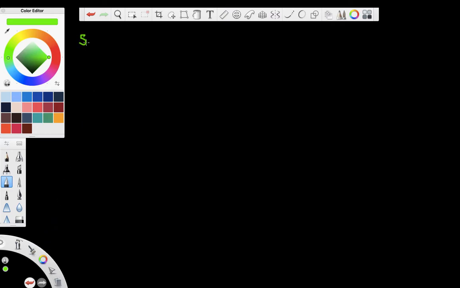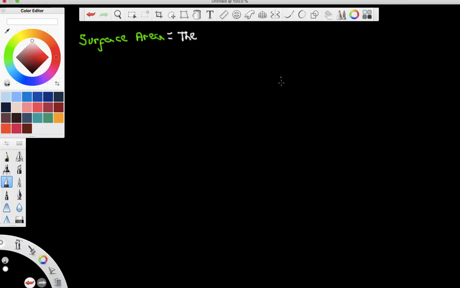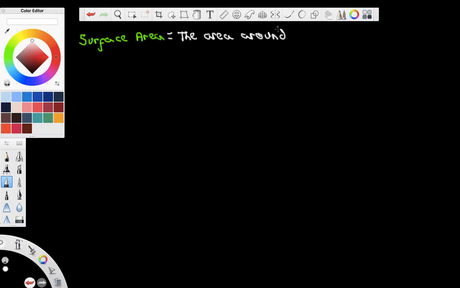And the first keyword we're going to talk about is surface area. We can define surface area as the following: the area around the outside of an object.